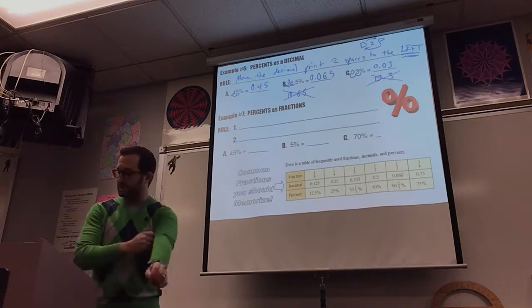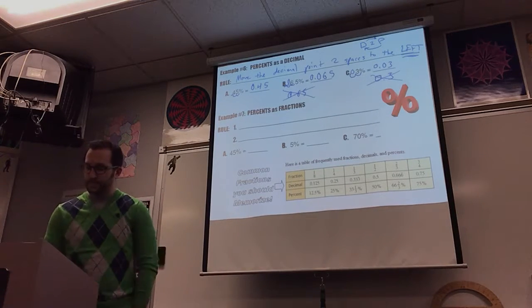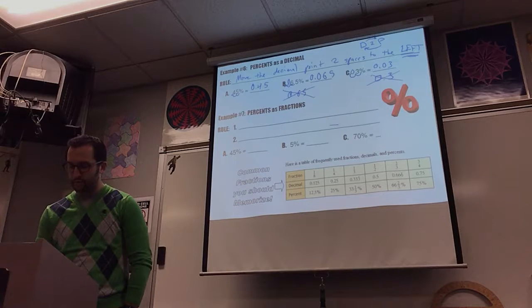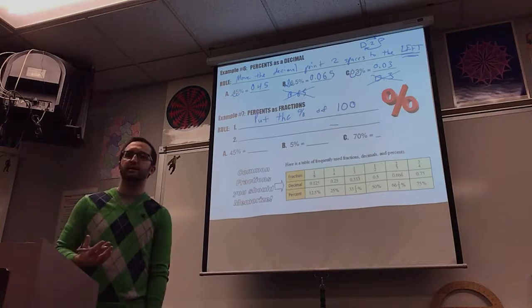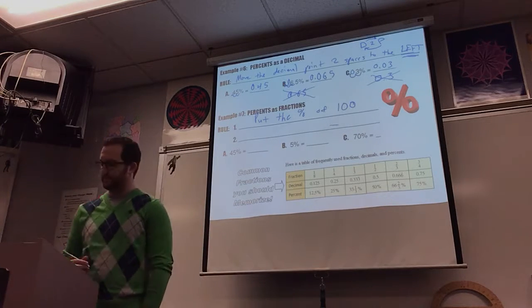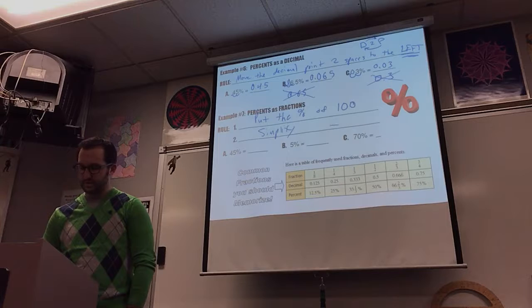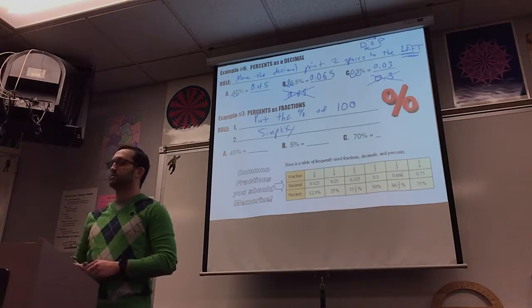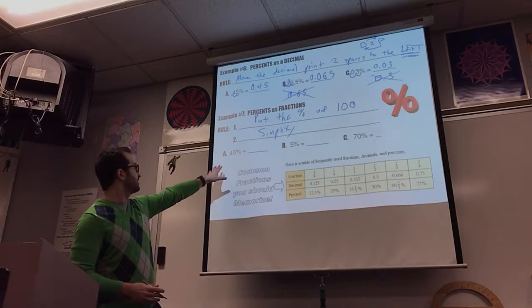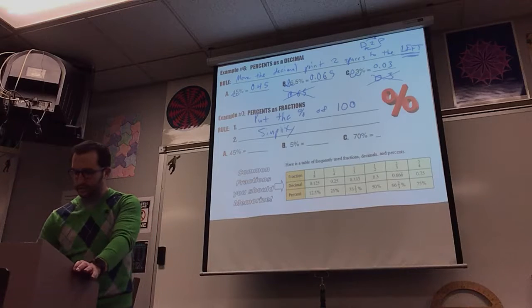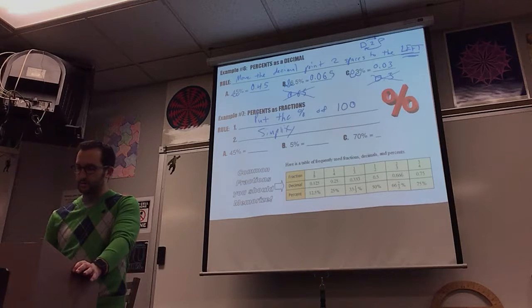Now percents as fractions, this one goes pretty quick as well. Percents as fractions, I put the percent over 100. Because what's the definition of a percent? It's a fraction over 100. And then I need to simplify, so divide out common factors. So let's look at 45%. I write this as 45 over 100.